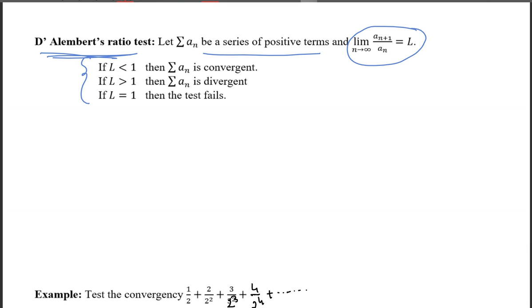The test is like this: if L is less than 1, it is convergent. If L is greater than 1, divergent. For L equal to 1, no conclusion. The test fails. So D'Alembert's ratio test fails for the L equal to 1 value. In that case, you have to choose some other test.